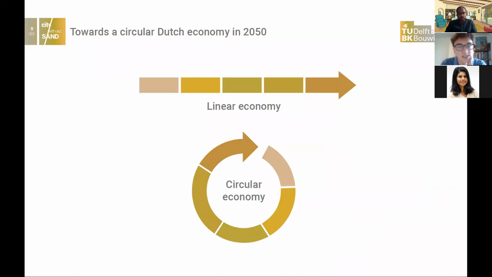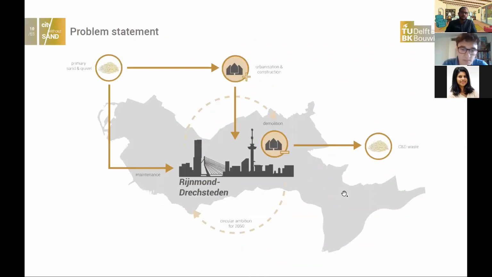But this consumption is also currently linear. So we use concrete, and when it's demolished, it isn't really reused as concrete again. It's in development now, but the traditional approach is not the real circular economy idea, which is the goal of the Dutch economy in 2050. And with that in mind, I formulated my problem statement on how we actually can achieve a circular economy.